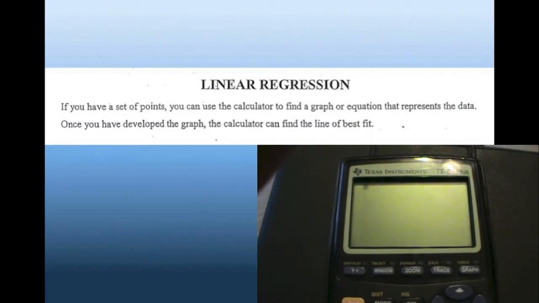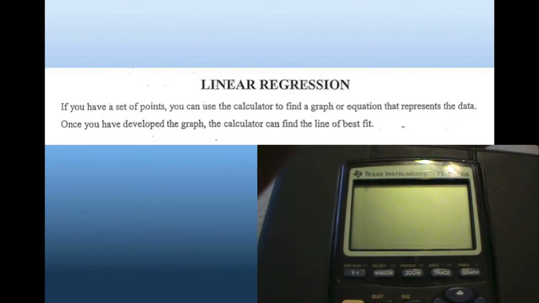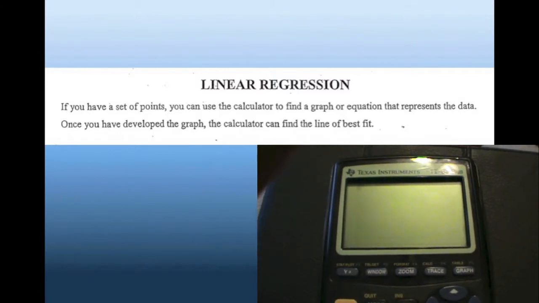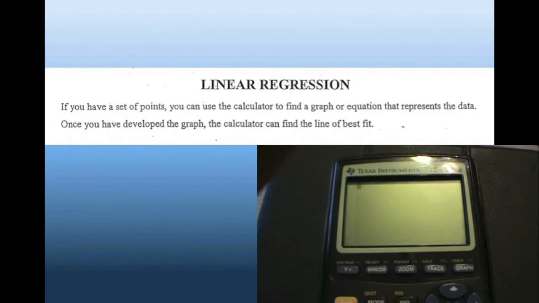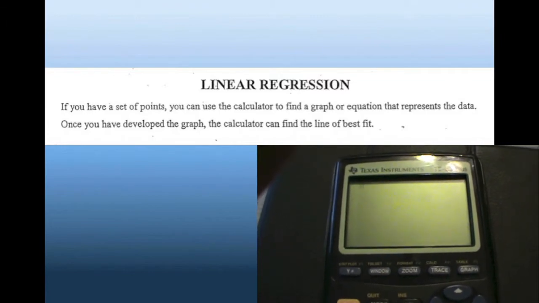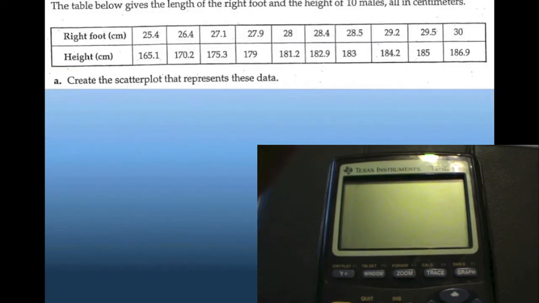If you have a set of points, you can use the calculator to find a graph or equation that represents the data. Once you've graphed it, you can use the calculator to find the line of best fit, as well as the regression to see how close the correlation is. So we're going to go through one example.